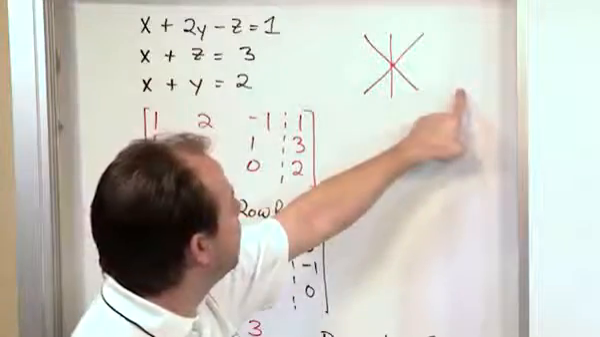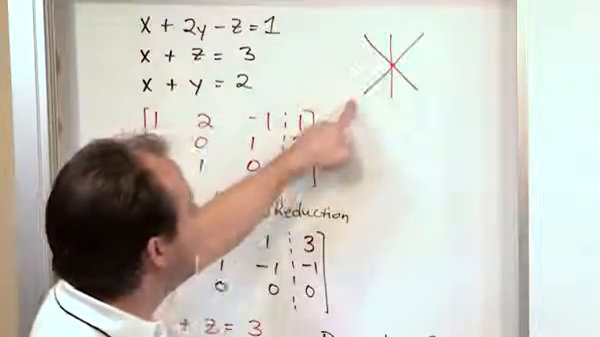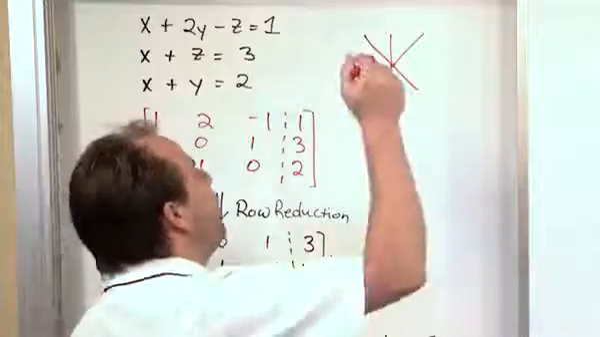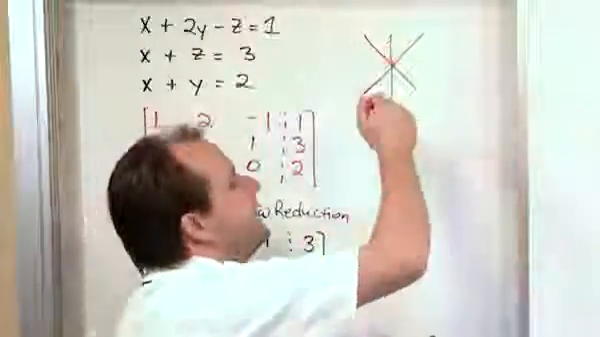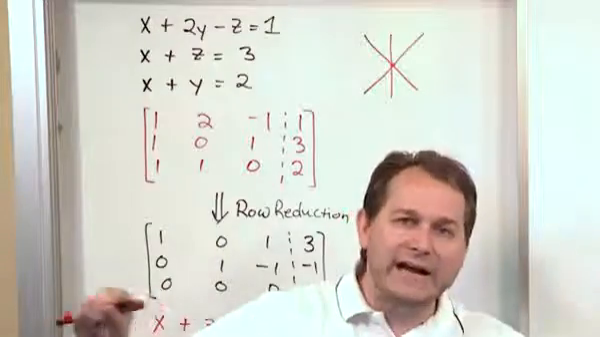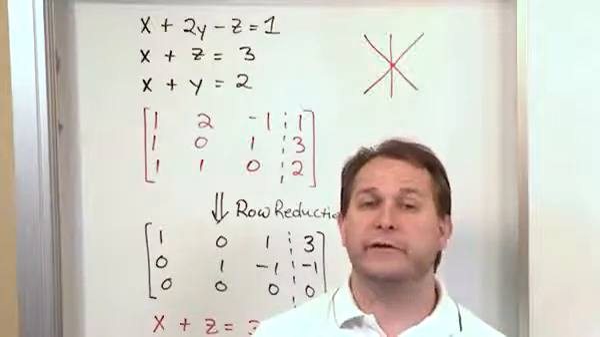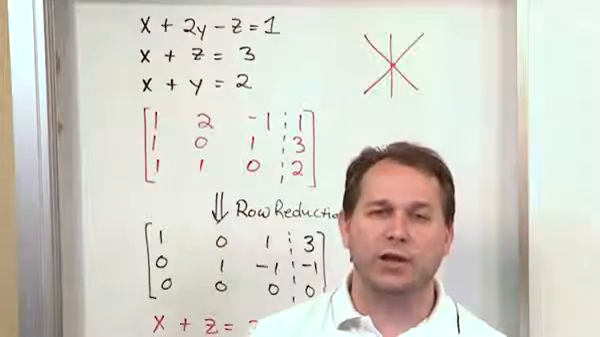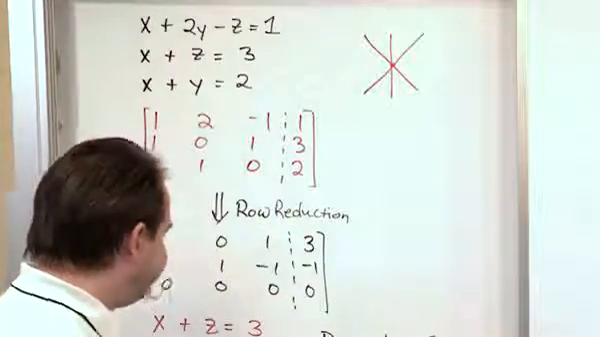The point over here is not common, the point over here is not common, the point over here is not common. But the set of points that lies along the line that intersects all three of those planes is common to all three of those planes. And that line extends to infinity in both directions, so there is an infinite number of points that exist along that line that satisfy it.